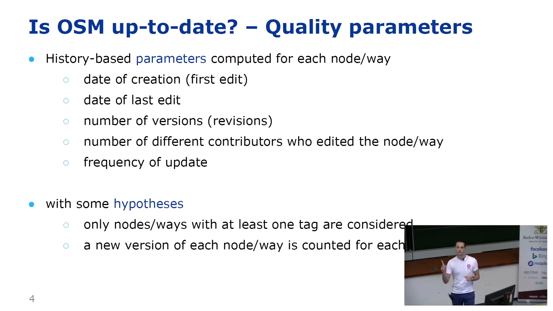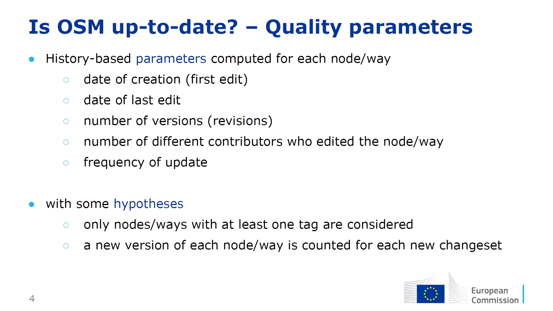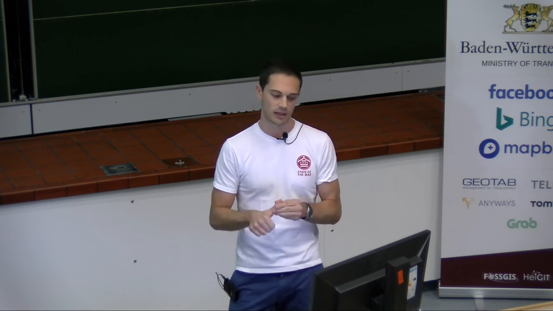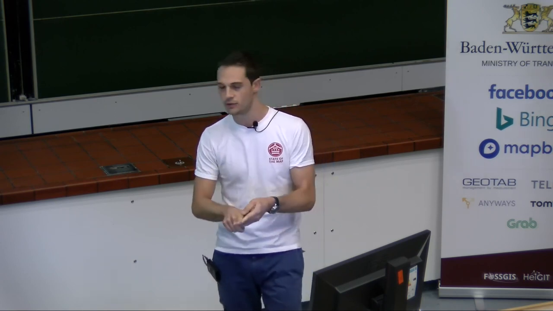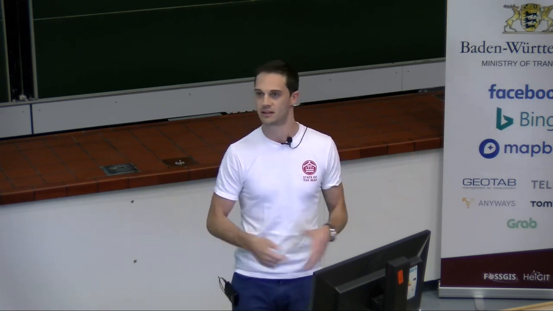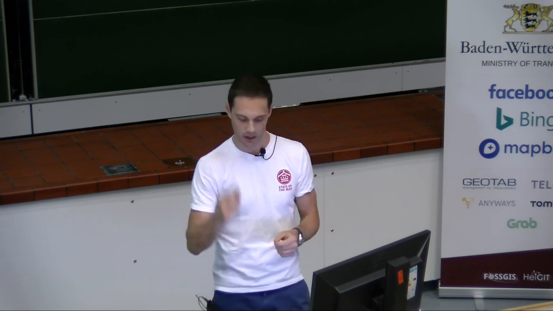As you will see in a minute, for each node and way in a user-selected area, the software computes some history-based parameters: in particular, the date of creation, the date of last edit, the number of versions, the number of different contributors who edited each node or way, and the frequency of update. This is for each node and way, with some hypotheses. We consider only the nodes and ways having at least one tag, and we consider a new version of each node and way when there is a new changeset. So even if many tags are added in a single change, this is one new version.